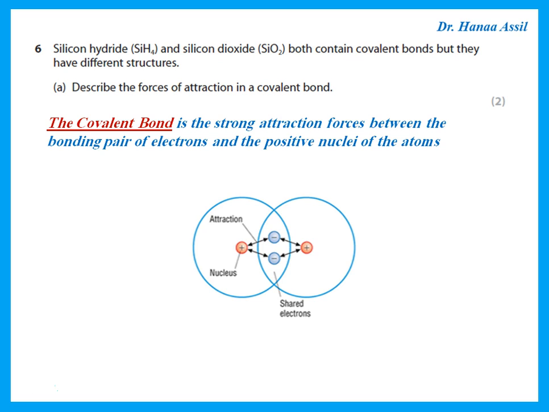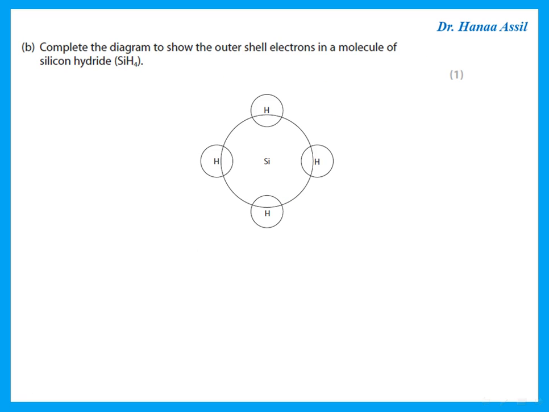So each atom has a positive nucleus. They're sharing a pair of electrons. There is a strong attraction between the shared electrons and the positive nucleus of each atom. This is what we call a covalent bond. Please don't say it's a bond between 2 nonmetals. That's not the definition of covalent bond.